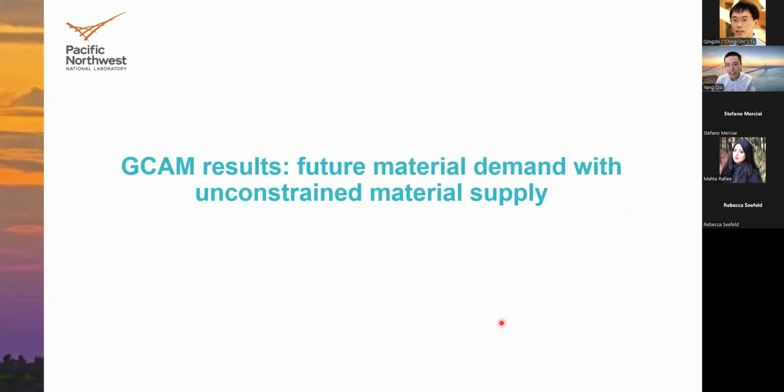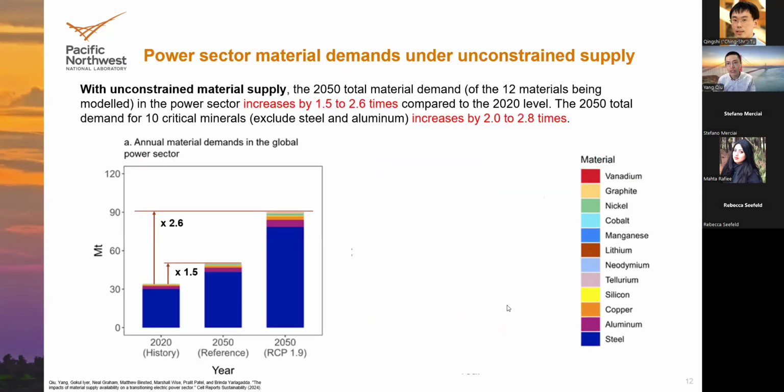So in the next few slides, I'm going to just quickly show you some results from this study. The first result I'm showing you here is the material demand under different energy transition pathways. What you are seeing in this figure is the material demand in the global power sector in 2020 and 2050. In 2050, there are two energy transition pathways, the reference case and the RCP 1.9 case.